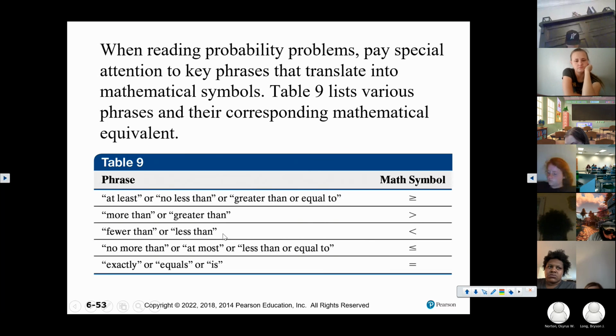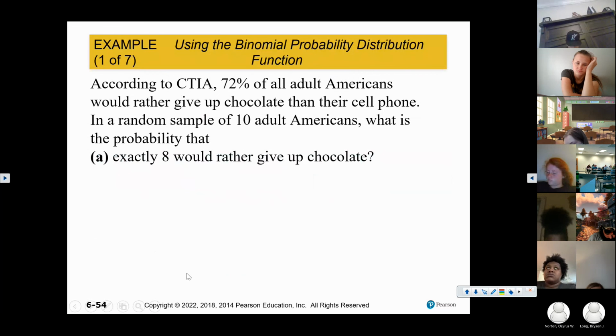Fewer than 2. Does that mean we include 2? No. That'd be 1 and 0. Everybody with me? Greater than 2 would be 3, 4, 5, 6, 7. Do y'all remember inclusive and exclusive? That's what they're trying to get you to remember here. Exclusive and inclusive. Remember those. Exactly 6 is self-explanatory. That means just that number, 6. What is the probability of 6? You just type in 6.